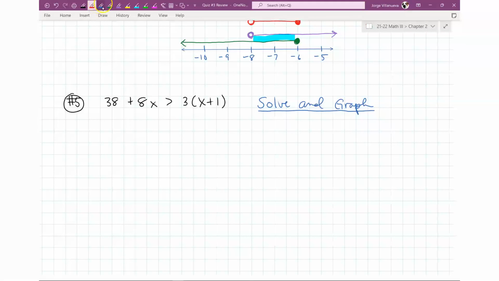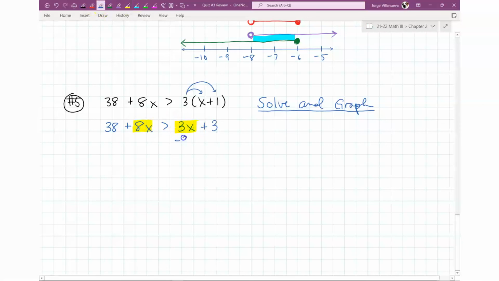First thing you're going to want to do, distribute, right? So I'm going to write 38 plus 8x greater than 3x plus 3. Now I'm going to combine like terms. I see my 8x and my 3x. These are my like terms. So I'm going to subtract 3x on both sides. You can subtract any one you want, but I always like subtracting the smaller of the two. So this will be 38 plus 5x is greater than 3.